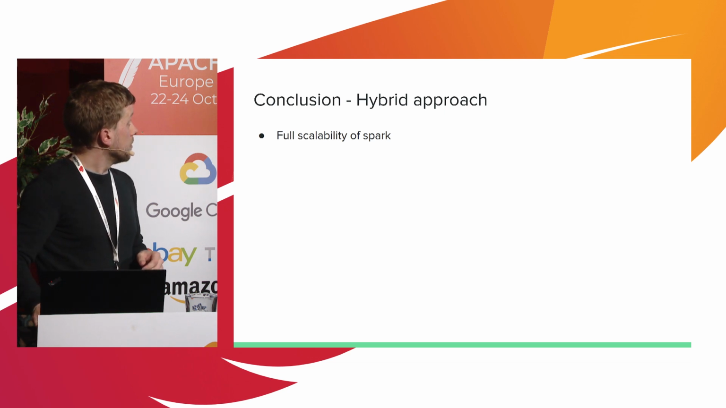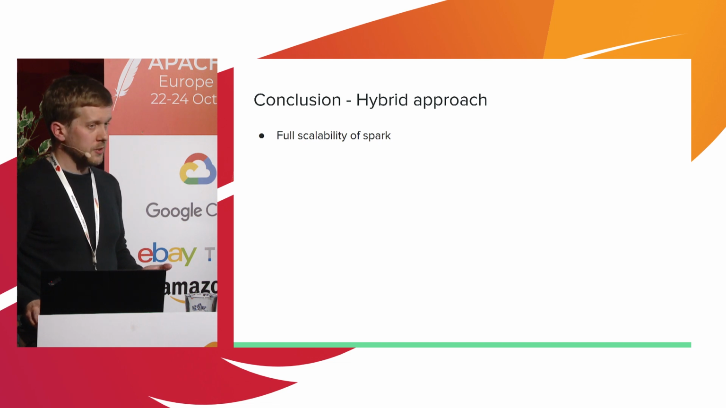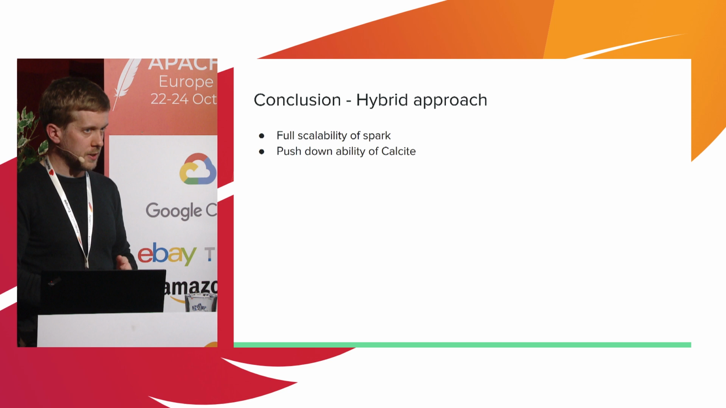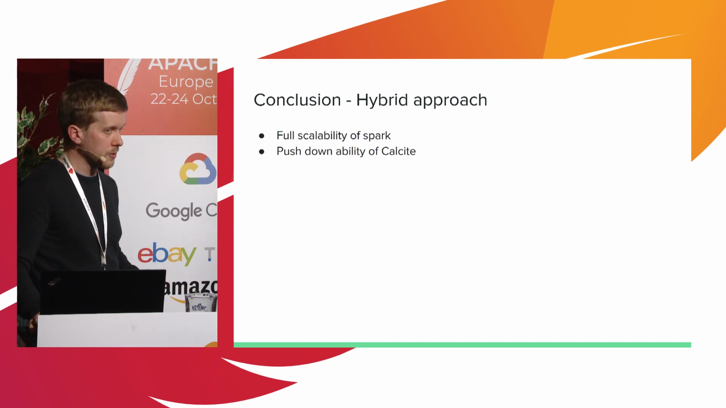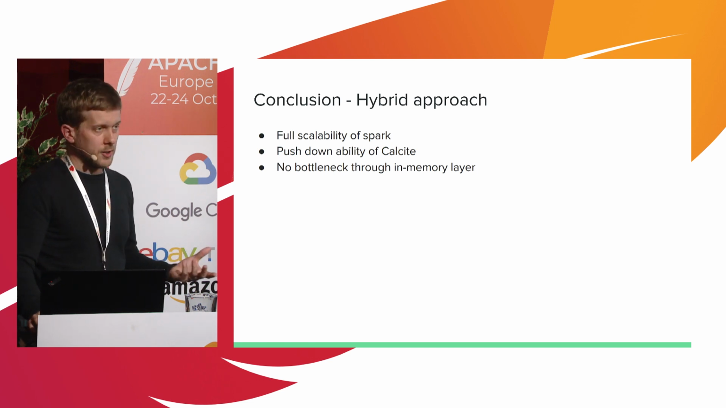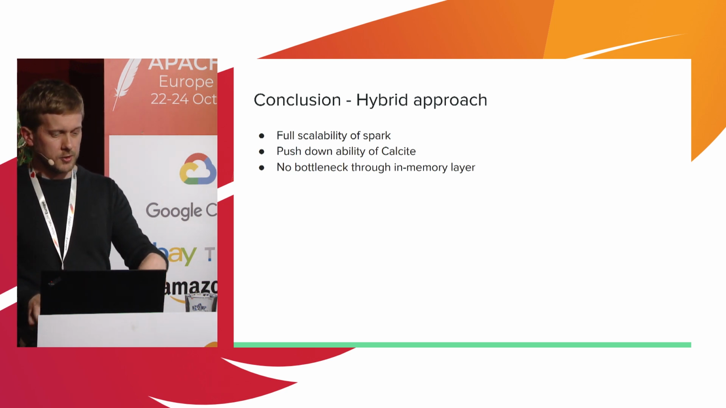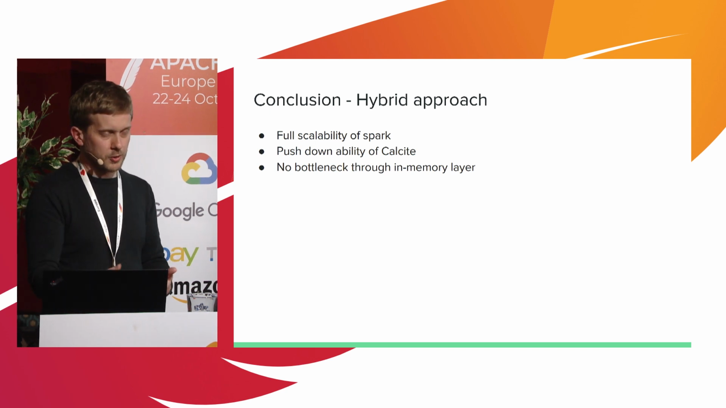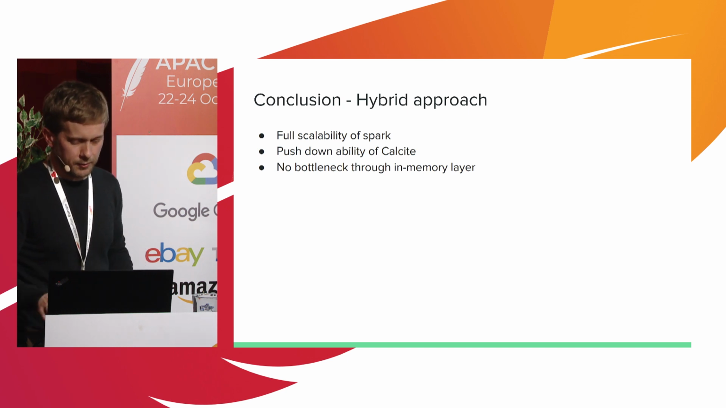So using this approach, we basically get the full scalability of Spark, along with the full push-down capabilities of Calcite. Plus, of course, we're able to keep this full Calcite toolbox that we wanted to use. We don't have any more bottlenecks through this in-memory layer, because we're now actually executing the queries directly on Spark. So we don't need to actually pull any data through that single node layer that we have in our virtualization layer anymore.